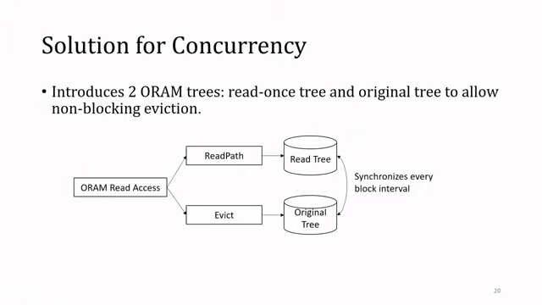To address the problem of concurrency, we introduce two ORAM trees, one read tree and one original ORAM tree. The idea here is to split an ORAM access into two operations on two different trees. So read path is performed on the read tree, and eviction is performed on the original tree. We require the system to synchronize these two trees every 10 minutes, at least for Bitcoin. This allows concurrent access on the read tree, and introduces a non-blocking eviction on the original tree.